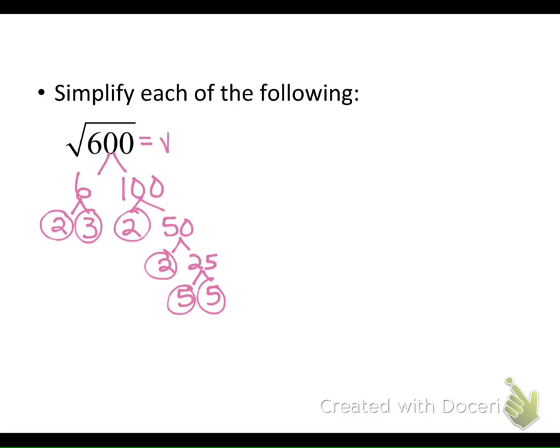Come to the right, put my equal sign, put my square root sign. Okay, so I need to write these in order from least to greatest. So what am I going to write here? 2 times 3 times 5 times 5. Good, Michael.